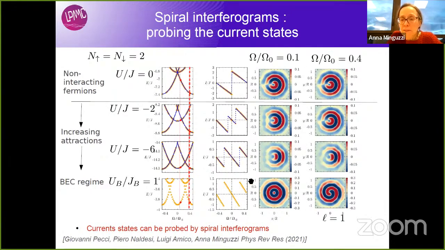We can do the same, just as a check, at a larger value of the applied artificial gauge field. In this case, for all values of attractions, we are always in a parabola at a fixed angular momentum 1. And we see that in all cases, we have a sort of spiral-like structure.